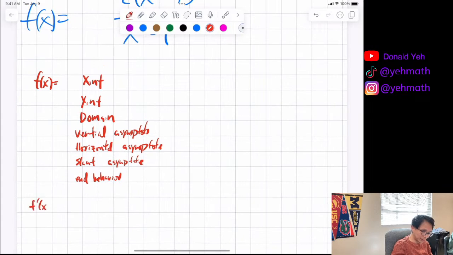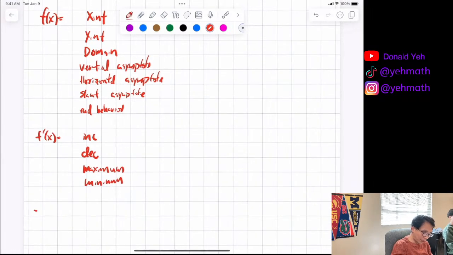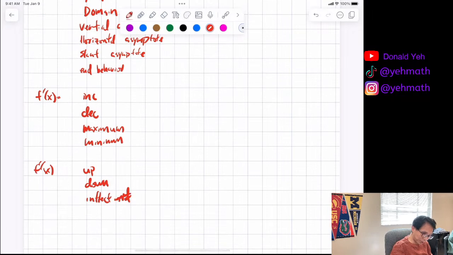With the derivative, you can find out if it's increasing versus decreasing. You can talk about maximum and minimum. Okay, you can find all these things. With f double prime of x, you can tell me concave up or down. And you can tell me the inflection points. So with the inflection points, this should be enough to graph.